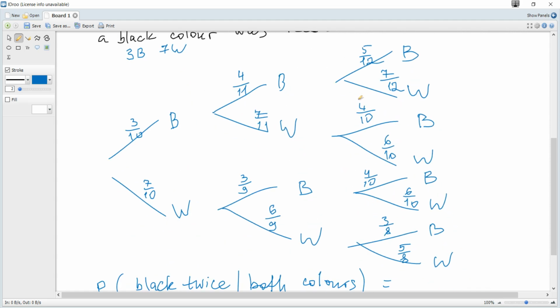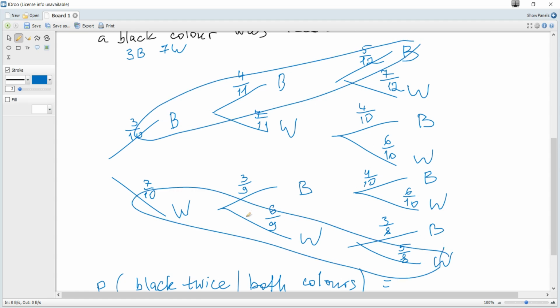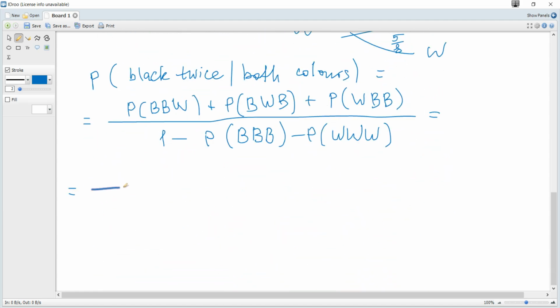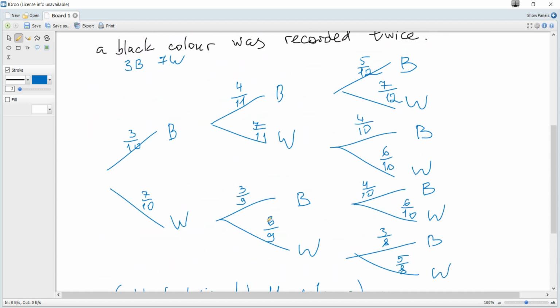Or it can also be calculated as the sum of all branches except black, black, black, and white, white, white. And for each branch it will be multiplication, because each branch is like an and, so it's multiplication. And hence it becomes black, black, white. So black, black, white: 3 over 10 times 4 over 11 times 7 over 12.